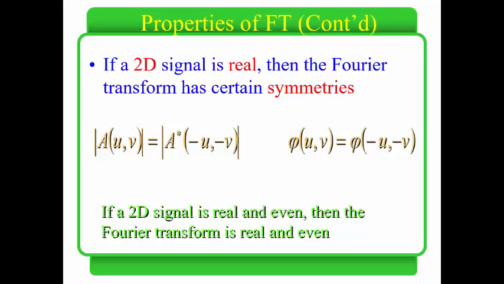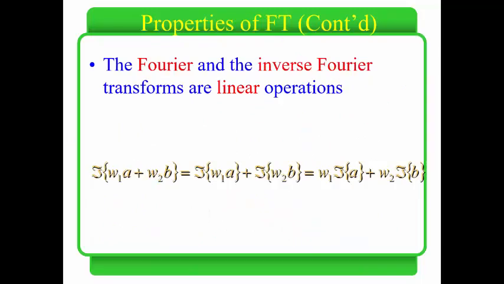For the phase shift, as we said before, we have a negative sign. We say that phi(u,v) is equal to negative phi(-u,-v). This is the thing that I want you to know from here, and we will prove it in a second.